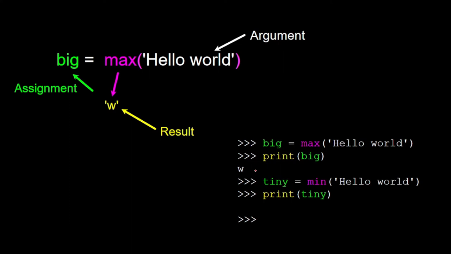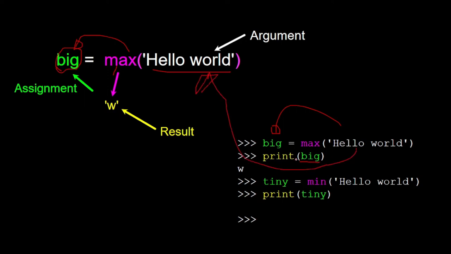Let's see this: big equals max of hello world. This is the argument. This is the function name. This is the variable that holds the call function result. Let's see, big equals max of hello world, print big. The output of this is loaded into this big variable, and when we print big, this value is displayed. That means the result.